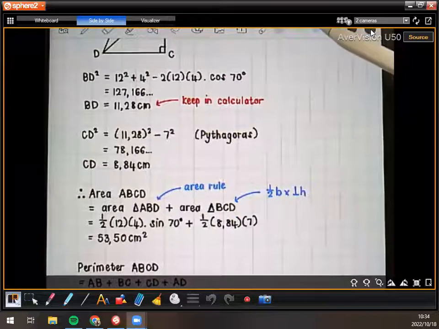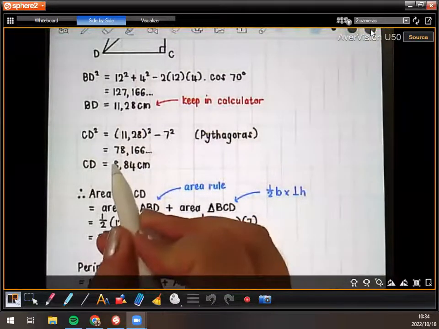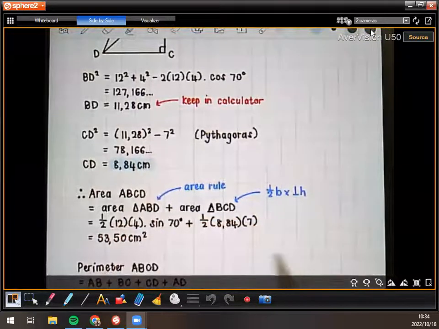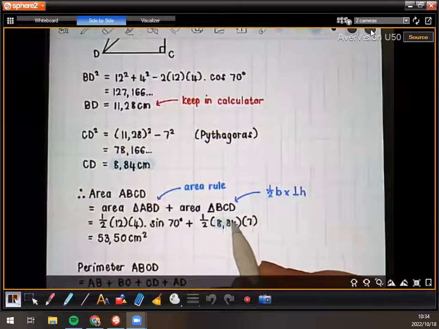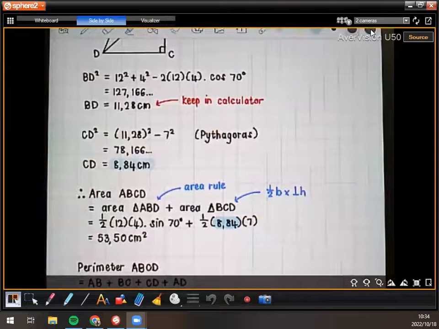Another thing here is when you found your answer to CD over here, you have to store it in your calculator or just put it in your calculator and use the answer button down there. So if the decimal is different from mine, you could do that.